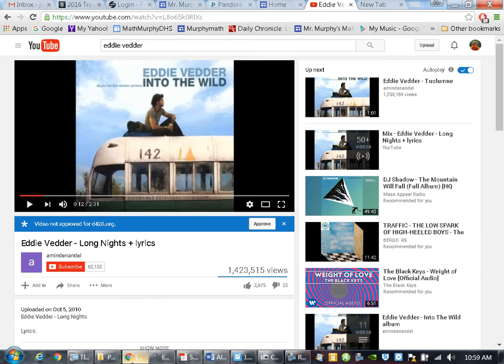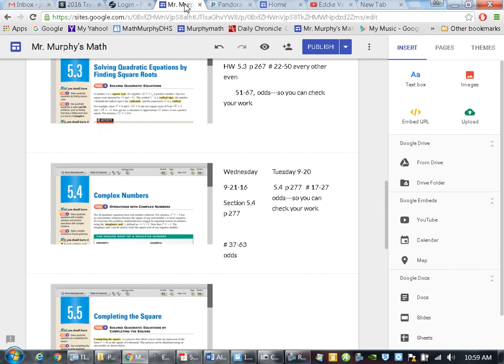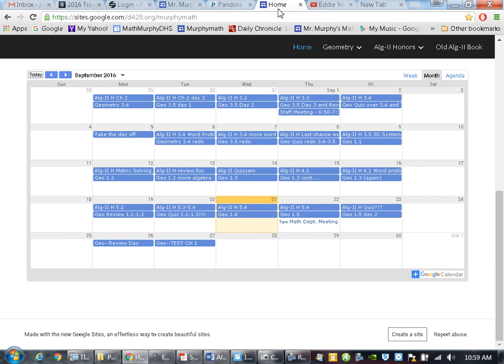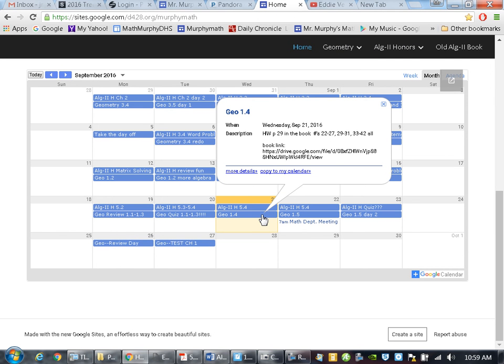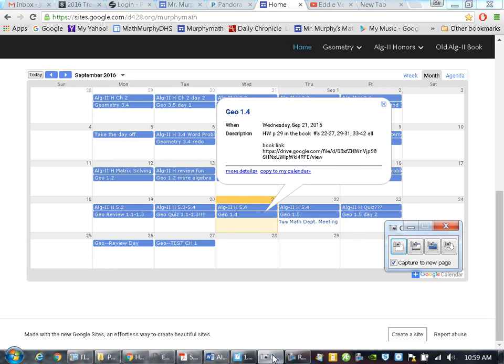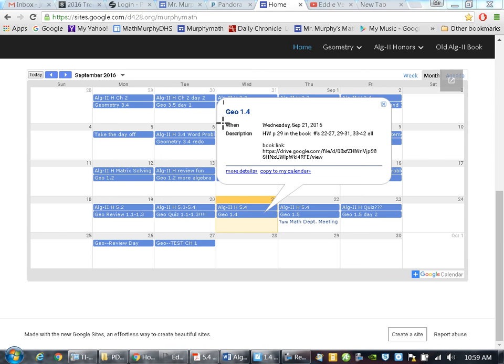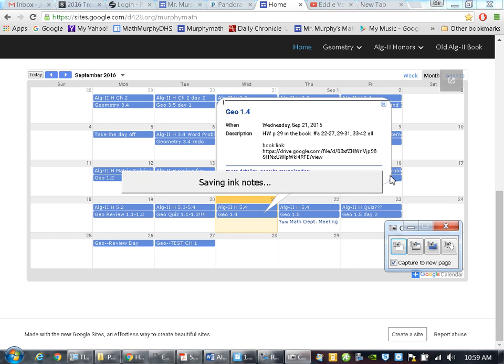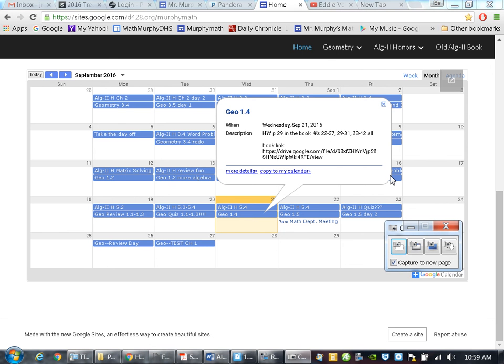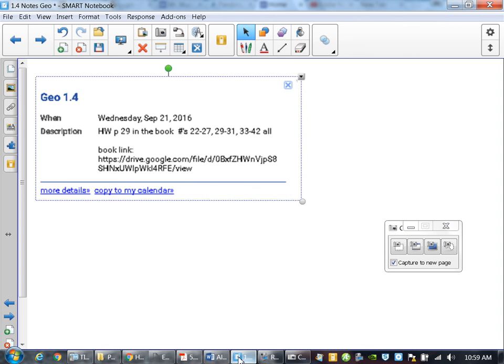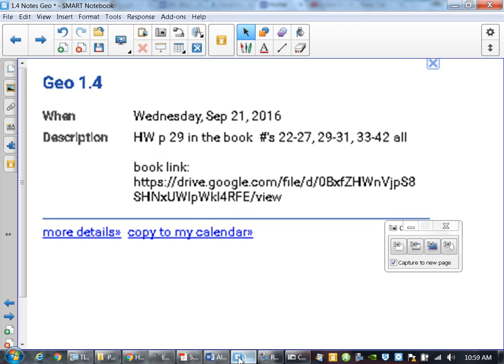Homework-wise, I already have it on the calendar there for you. Let me pull it back up. I had it open. It's again in the book. I tried to do a link right to the page, and I don't know if it worked or not, so if it didn't, it's no big deal. But I'd like you to do those problems for tomorrow.